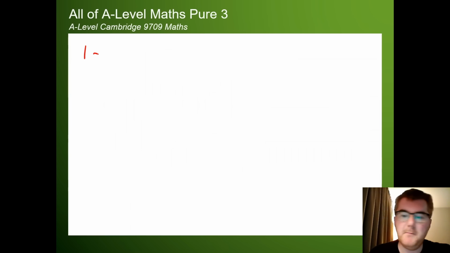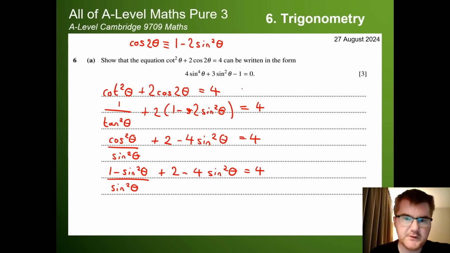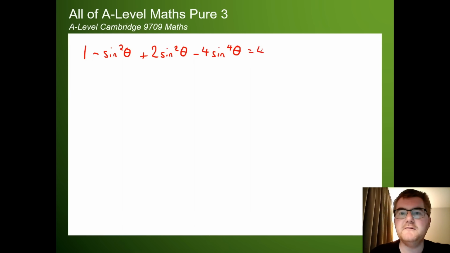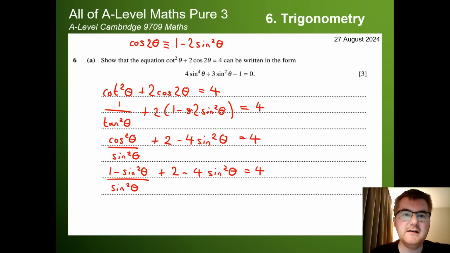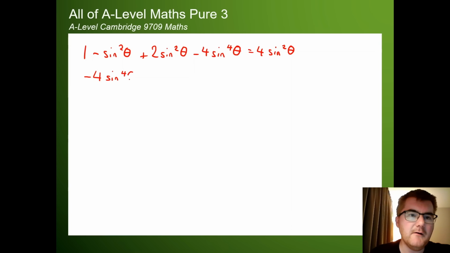So I get then 1 minus sine squared theta plus 2 sine squared theta minus 4 sine to the power of 4 theta, because sine squared theta times sine squared theta is sine theta to the power of 4, is equal to 4 sine squared theta. I'm already quite happy because I've got a 4 sine theta to the power of 4, so that's looking good. Okay, let's bring everything to one side. So we've got minus 4 sine theta to the power of 4.